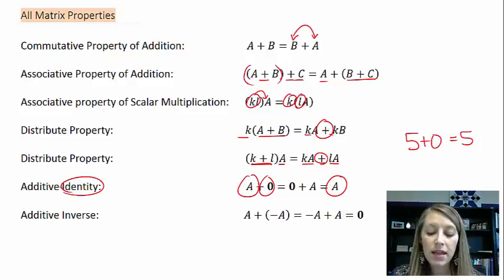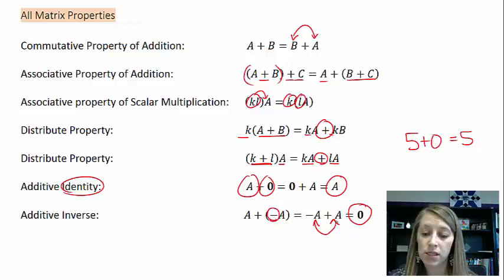Okay? And then the additive inverse. So this is kind of combining, again, a scalar, a scalar of -1, meaning if I add matrix A and the negative of matrix A, I'm going to get my zero matrix, or a matrix full of zeros. And of course, order doesn't matter because the order of addition doesn't matter.